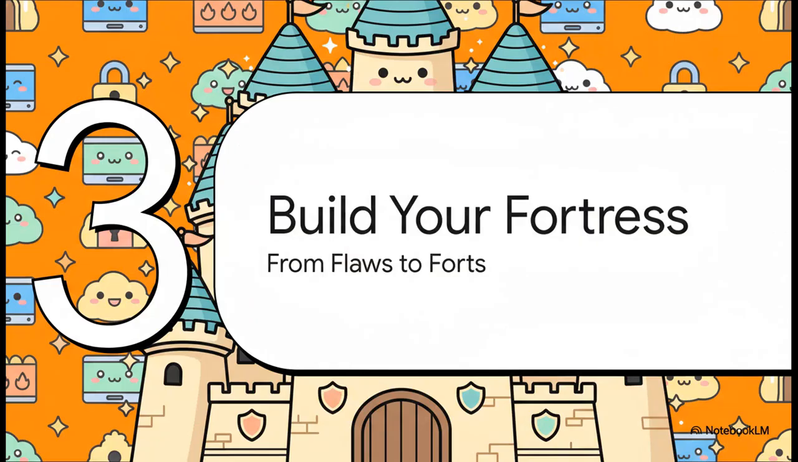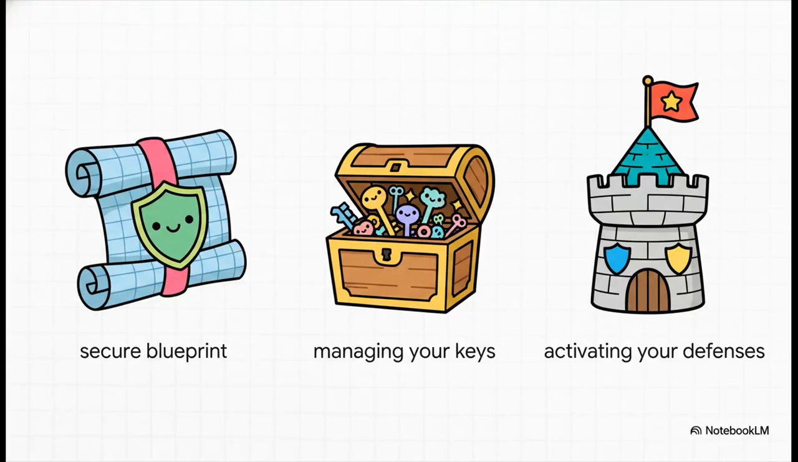Okay, so we've seen the problem, we've seen the absolute chaos it can cause. The good news is this is one of the most preventable vulnerabilities out there. So how do we build our fortress? The fix isn't just one single thing. It's a disciplined process. We can really break it down into 3 core strategies. First, you need a secure blueprint to build from. Second, you have to be relentless about managing your keys and secrets. And third, you've got to actively turn on your defenses.